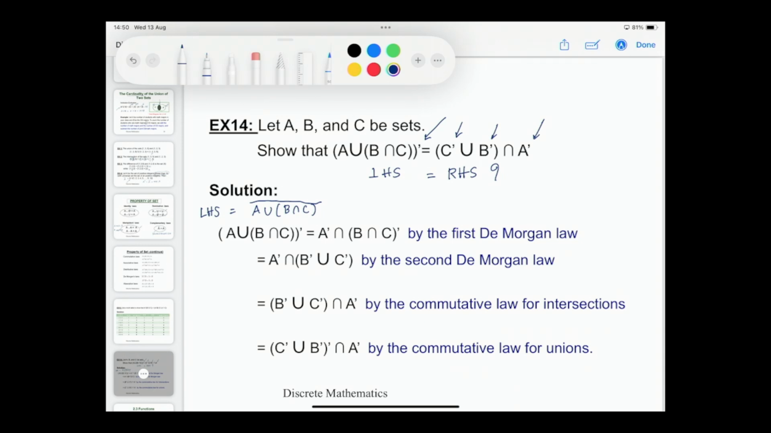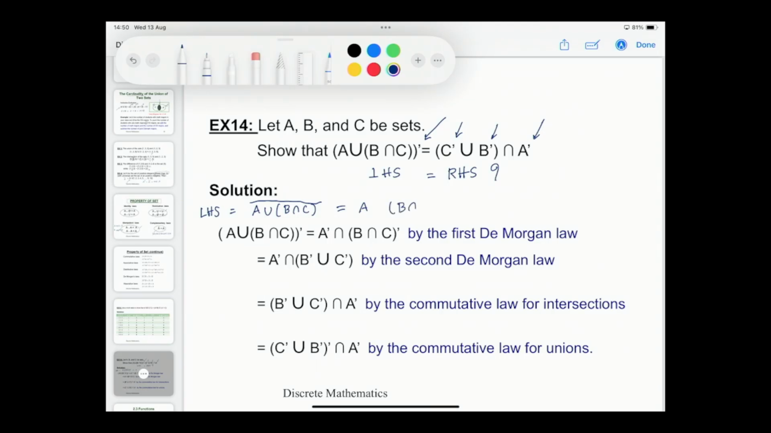With De Morgan, we consider that we have two parts, a union of the two parts. The two parts are A, and inside the parentheses, B intersect C. With De Morgan, we just split the bar for A and for the other part, and then change the operation from union to intersection. That's how it works.